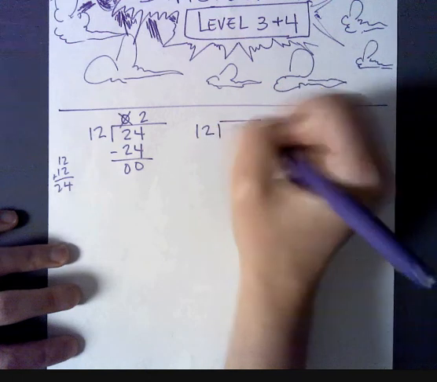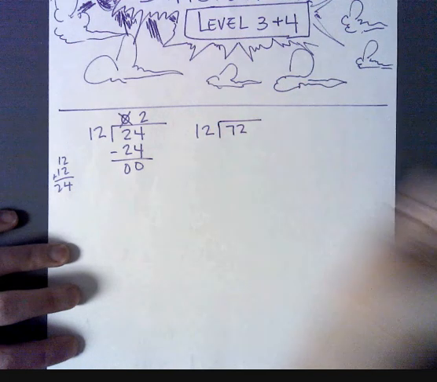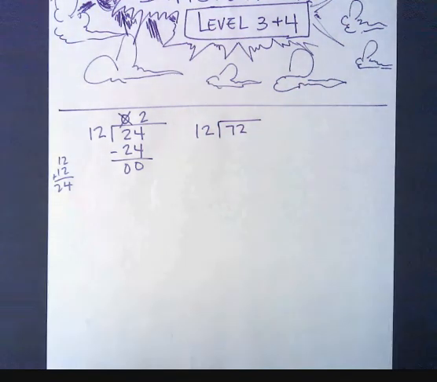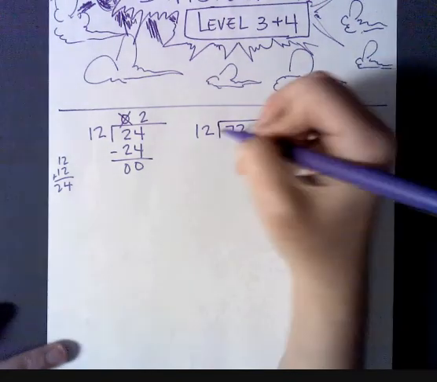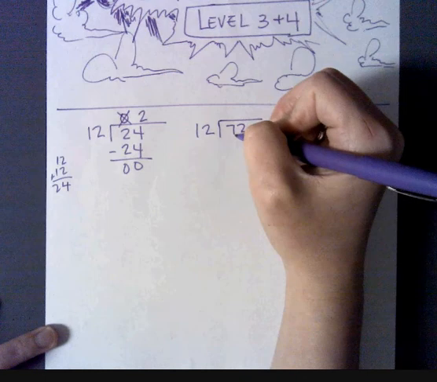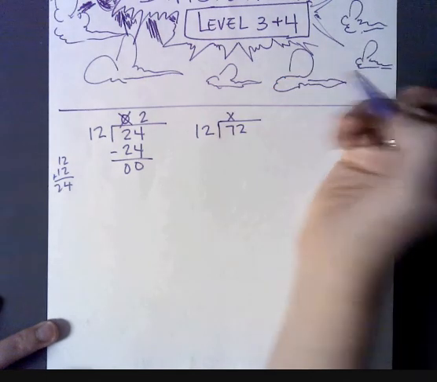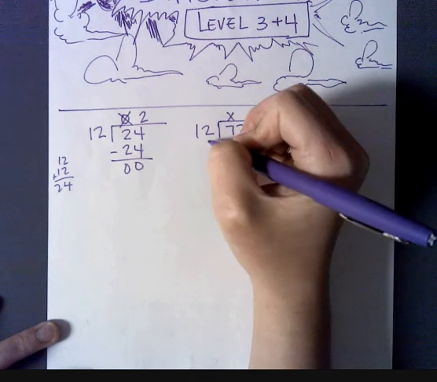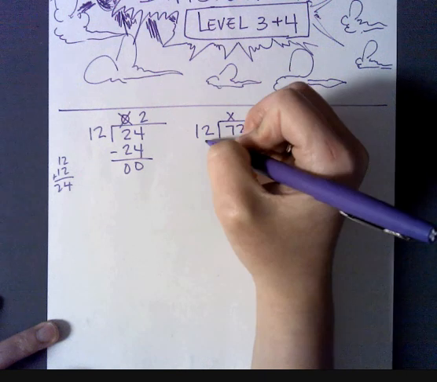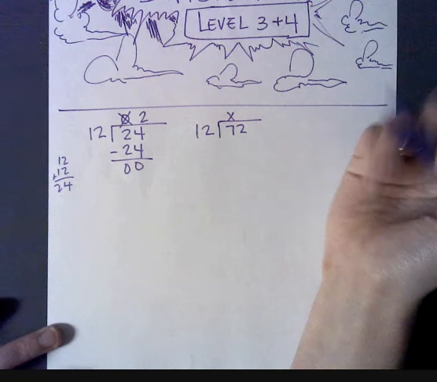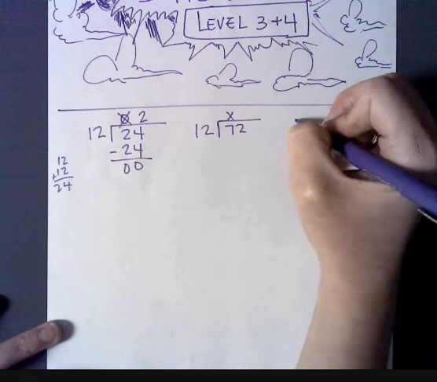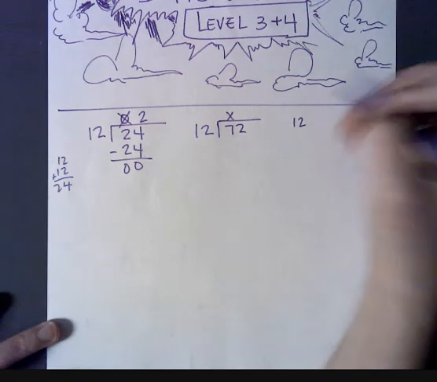12 into 72. What happens whenever you get a number that you don't automatically know how many times it goes in there? So 12 goes into 7 how many times? No times. So I'm going to put my X. How many times can 12 go into 72? Well, maybe I don't know that off the top of my head. So I might go over here and put my multiplication tables.